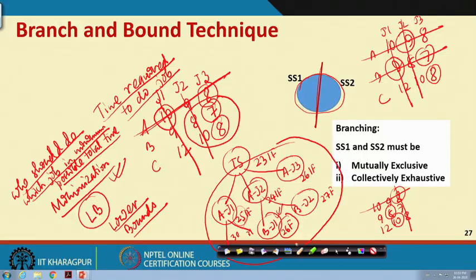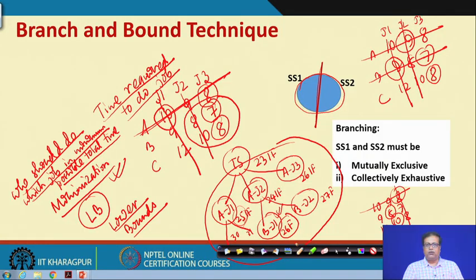So, this is how it goes: we divide the problem into different subproblems, and those subproblems should be mutually exclusive and collectively exhaustive, and in each we find a bound.